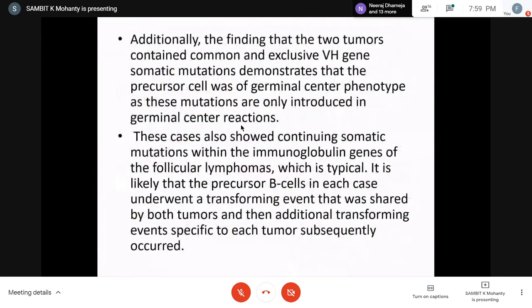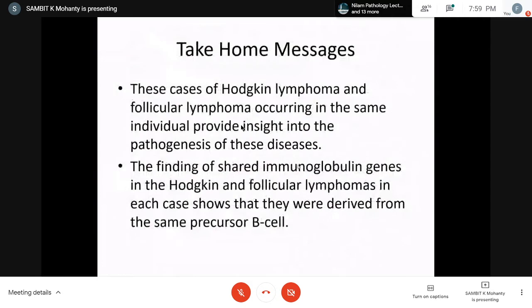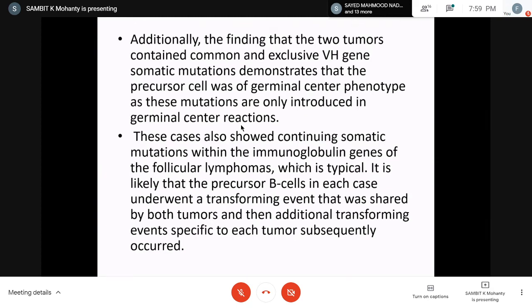Most of you know that Hodgkin and follicular lymphoma occurring in the same patient provide some insight into the pathogenesis of the disease. The finding of shared immunoglobulin genes in Hodgkin and follicular lymphoma in this case shows that they are derived from the same precursor B cell. Additionally, these two tumors contain common and exclusive VH gene somatic mutations, demonstrating that these precursor cells were of germinal center phenotype, and these mutations are only introduced in the germinal center reaction.